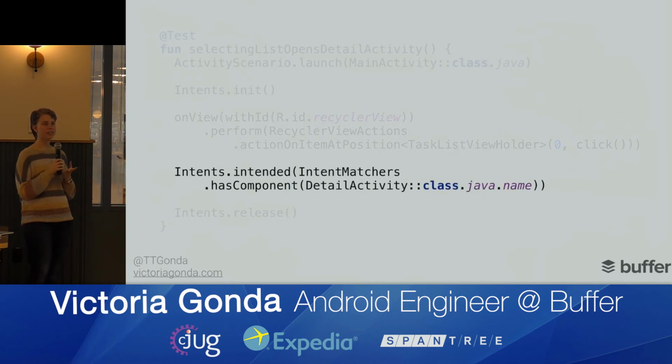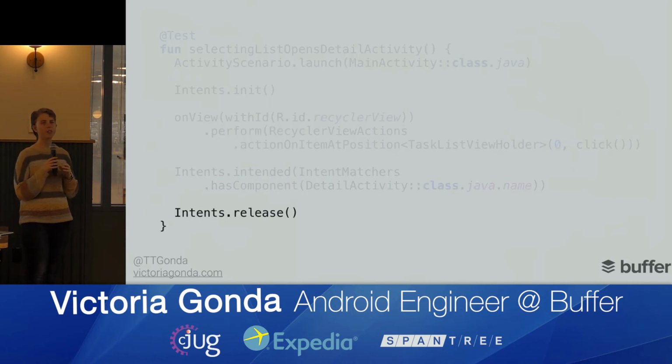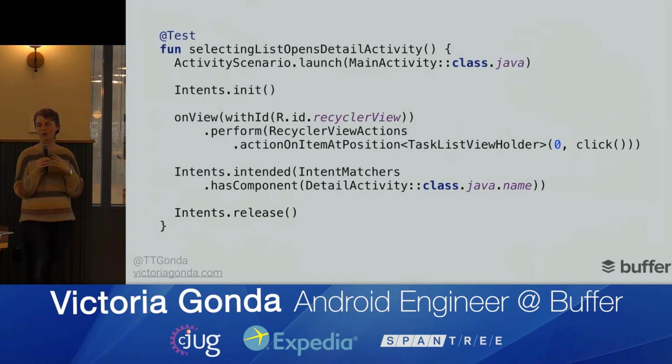And then back to using intents. We verify that intent was sent with the component detail activity. This is our verify. And then finally, you need to release the intents matcher anytime that you use it. I like using a custom DSL for this so that I never forget. All of this starts to show how you can use the different parts of the AndroidX test together seamlessly to build more complex tests to run both on device or locally.